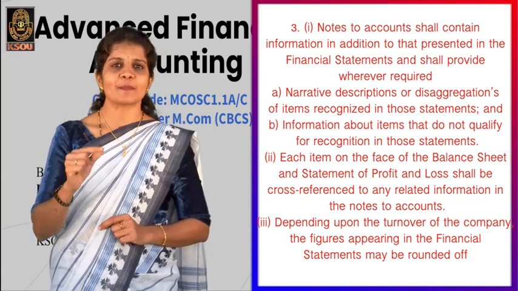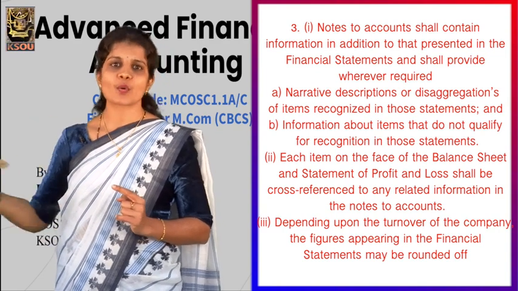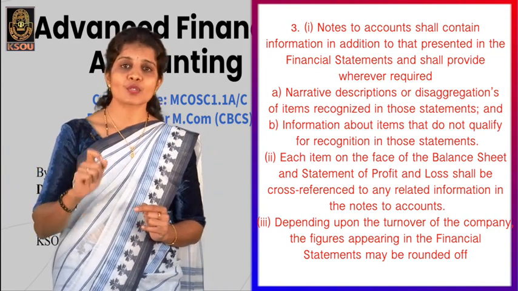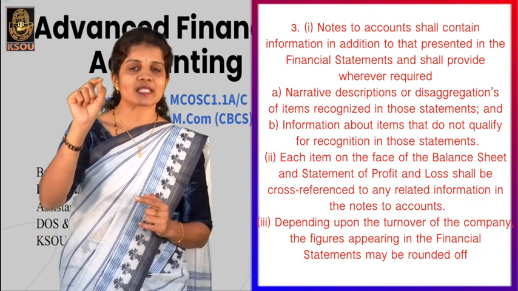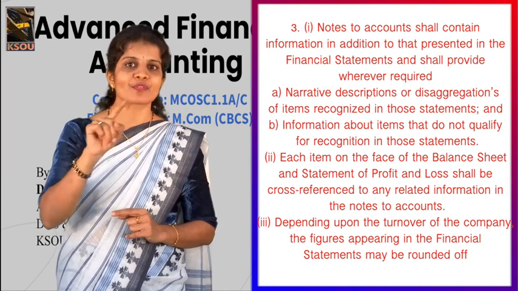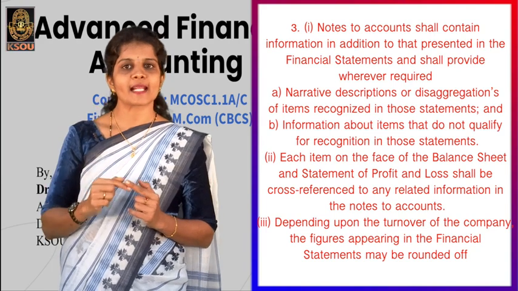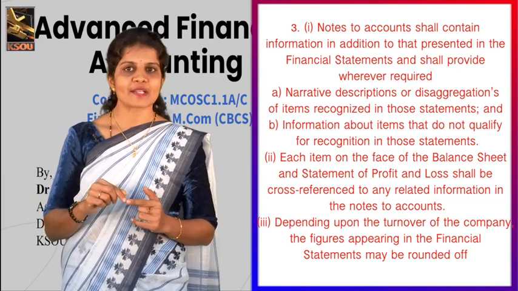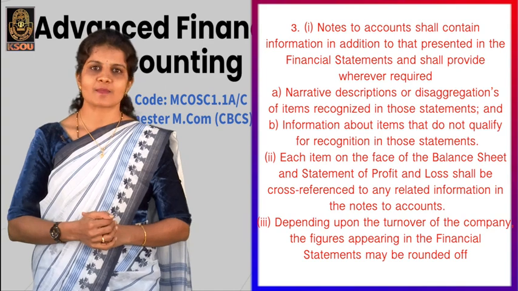For that revenue from operations, if any explanation is required, it will be given in the notes to account. But in order to know which item a note relates to, it must be cross-referenced, like note one relating to revenue from operations, and note two relating to the cost of goods sold. Like that, the notes to account given at the end of the financial statement are to be cross-referenced in the financial statement.